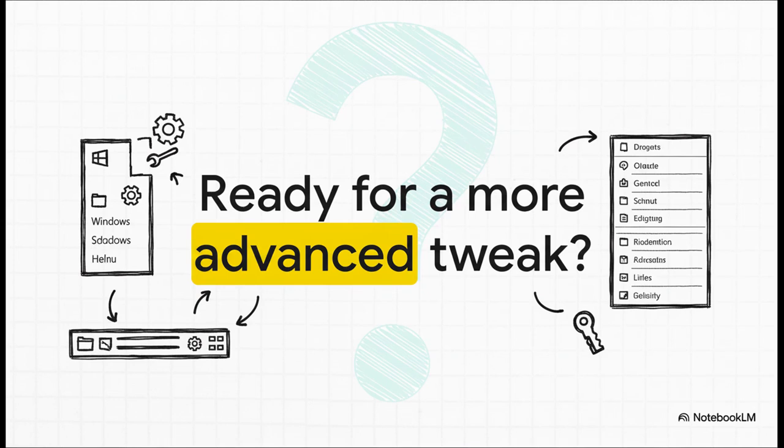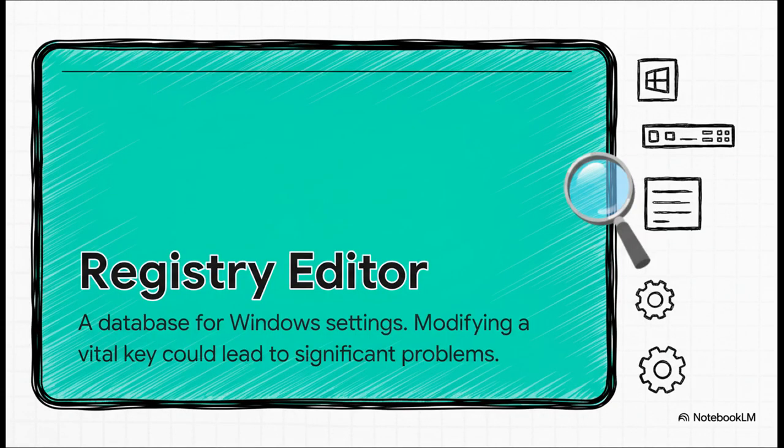So those are the straightforward fixes. But what if you want to go deeper? What if you want an even more classic look? For that, we'll need to roll up our sleeves and use a more advanced method involving something called the registry editor. The registry is basically the DNA of Windows. It's this massive database of settings. It's incredibly powerful, but making a wrong move in here can cause some real problems, which, you guessed it, is exactly why we made that backup earlier.